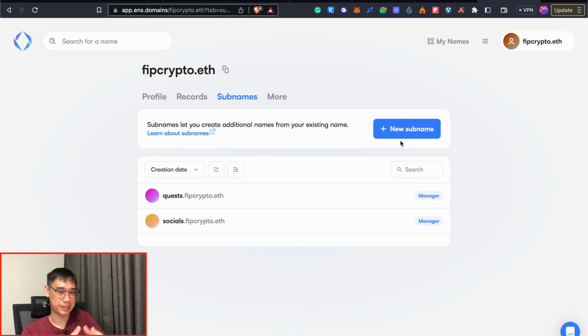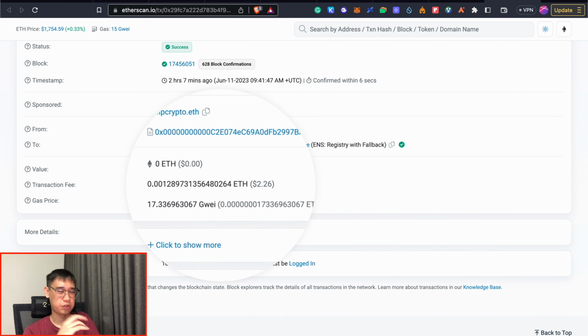The only problem is that when you want to add any of these different subdomains, you need to perform a transaction on the Ethereum blockchain. So this will cost you some gas fees as well. And it cost me roughly $2 worth of Ethereum to add one of these different subdomains.